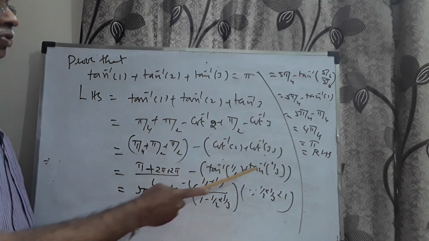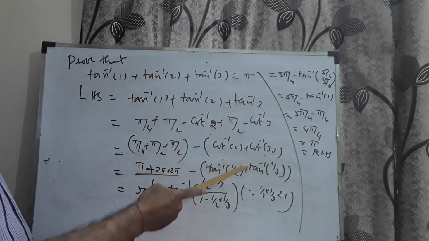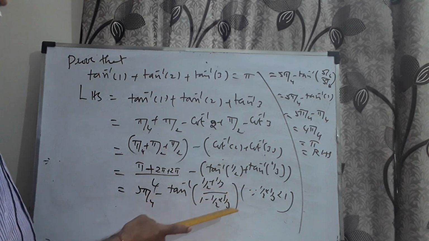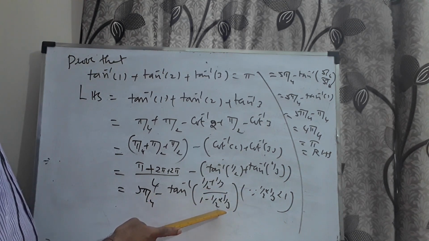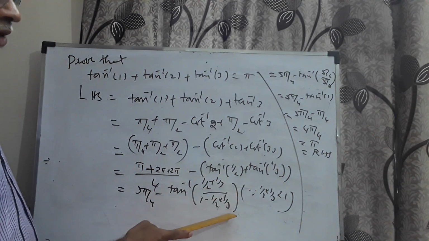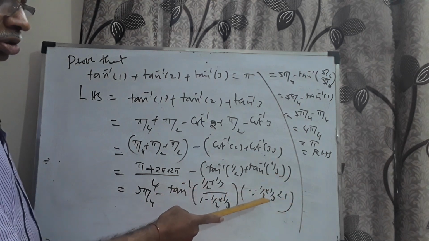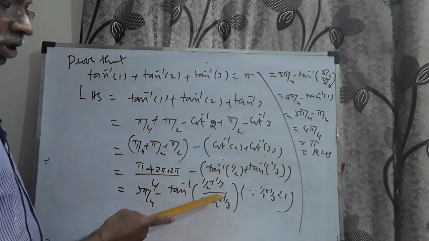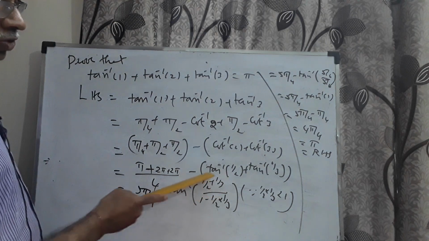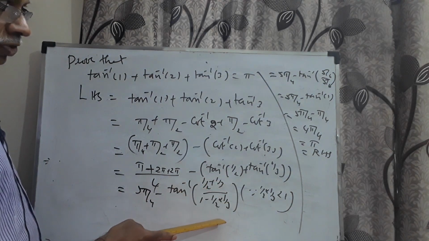Here this is tan inverse half plus tan inverse 1 by 3 because cot inverse x is tan inverse 1 by x. Apply the formula tan inverse x plus tan inverse y is tan inverse of (x plus y) by (1 minus xy) provided xy is less than 1. Here x is 1 by 2, y is 1 by 3. After taking LCM, this is reduced to 5 by 6.